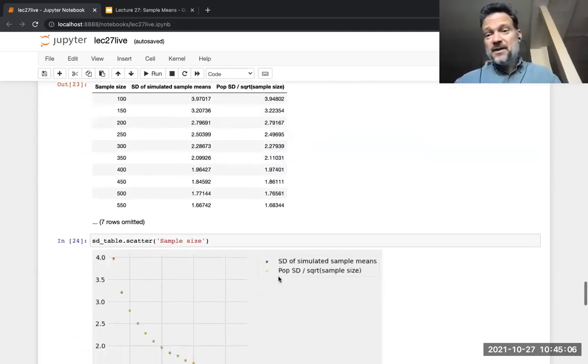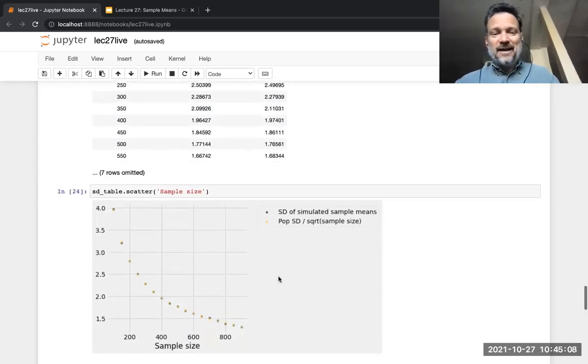Another way to look at this, instead of looking at the numbers, is to visualize with a scatter plot, where we have in the blue the results from the simulation, and the yellow is the results from the formula. And you can see just how close these are. These dots are very, very well aligned.